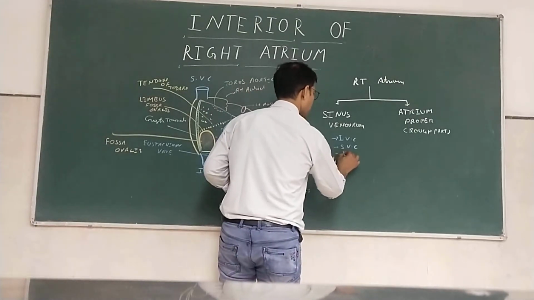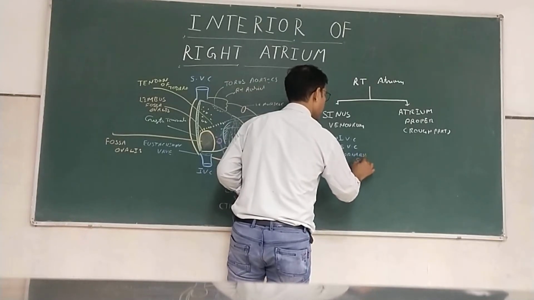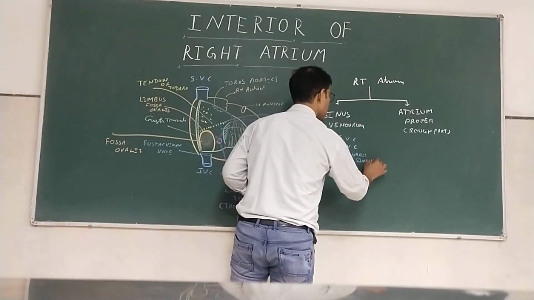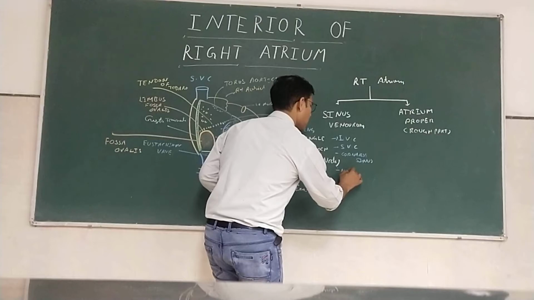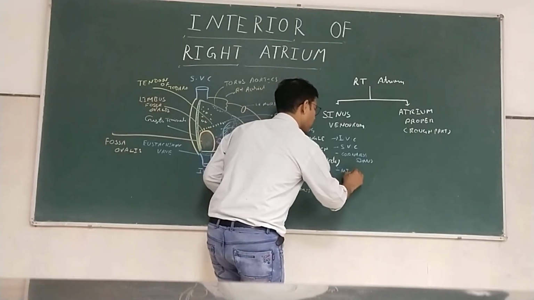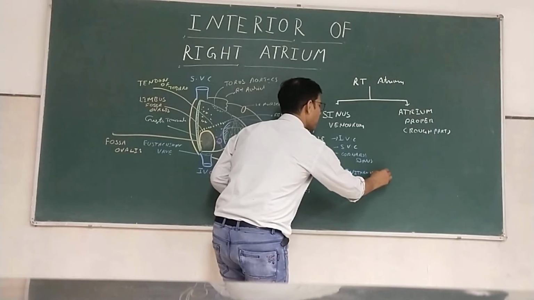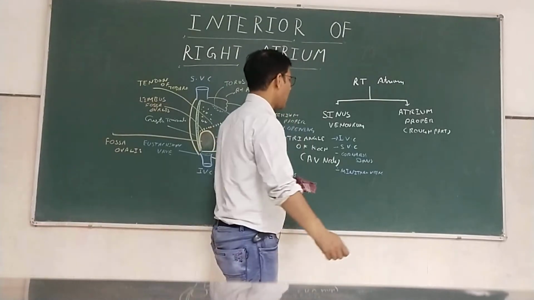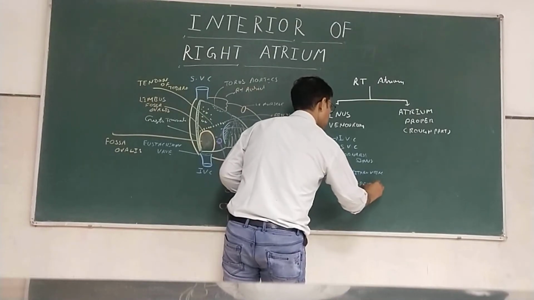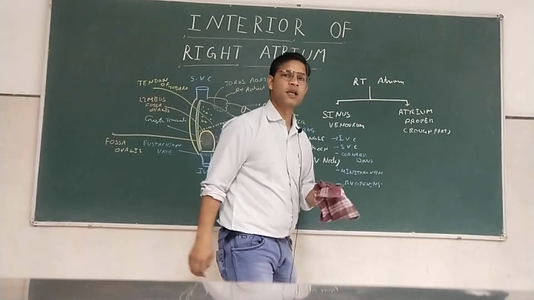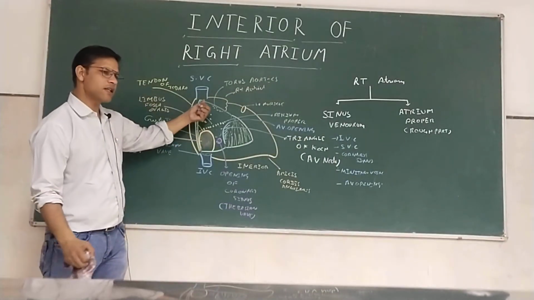Okay, superior vena cava. Then the coronary sinus opening, which is guarded by the Thebesian valve. The miniature veins, the venae cordis minimae, from different compartments, and the AV opening. These are the different openings of the veins.